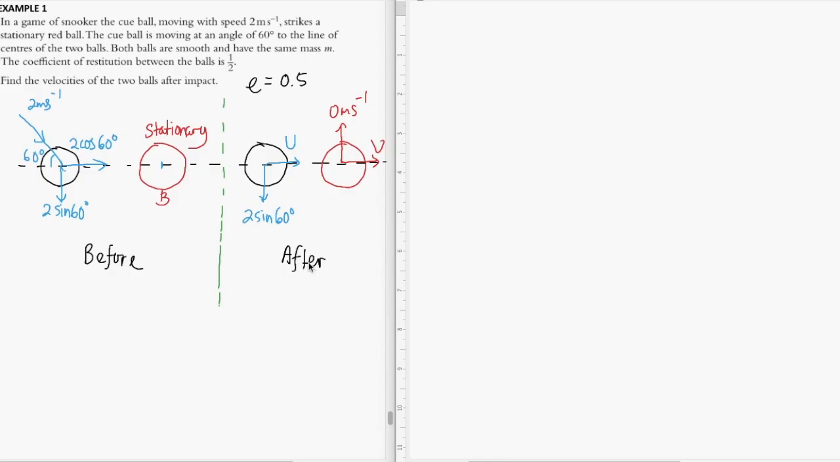For the oblique collisions between two or more rigid bodies, we are going to apply our knowledge from the previous sections by solving this next example. So let's look at example 1.